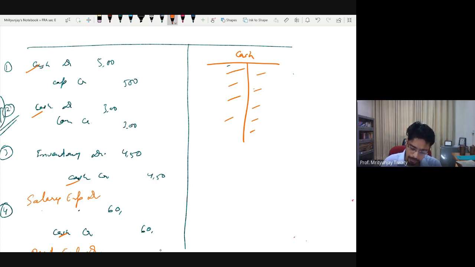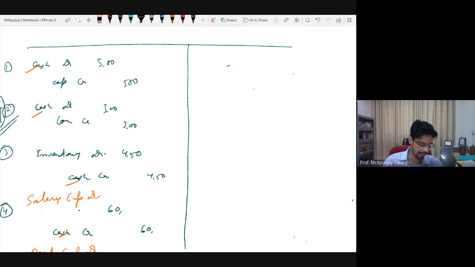Similarly, there will be a table for inventory, there will be a table for retained earnings, there will be a table for each and everything. This is what we are going to talk about in the 3rd step, that is preparation of a ledger. All we will do is prepare a T account. Now let me show you the process of preparation of a T account.